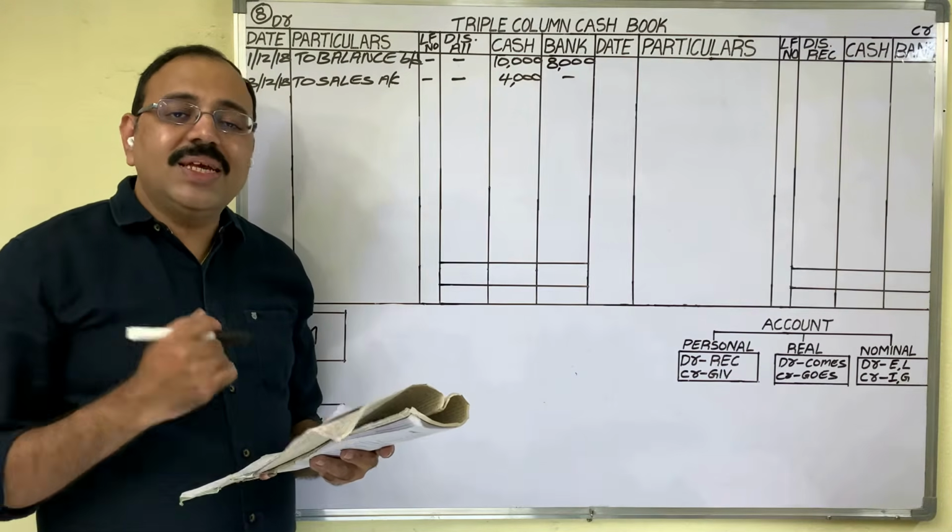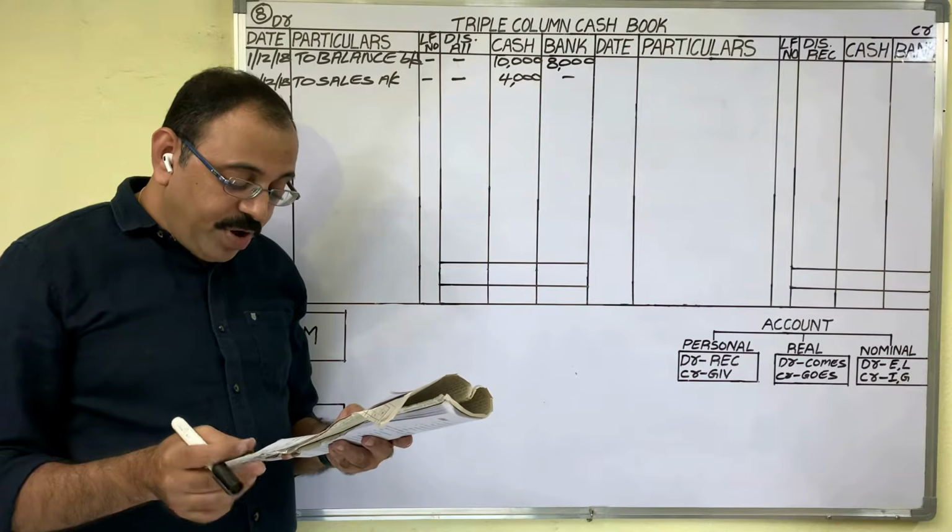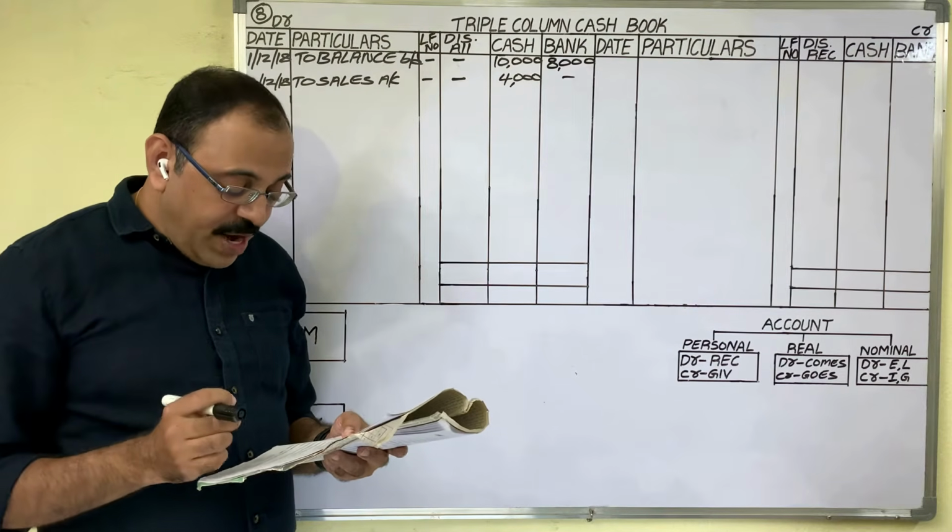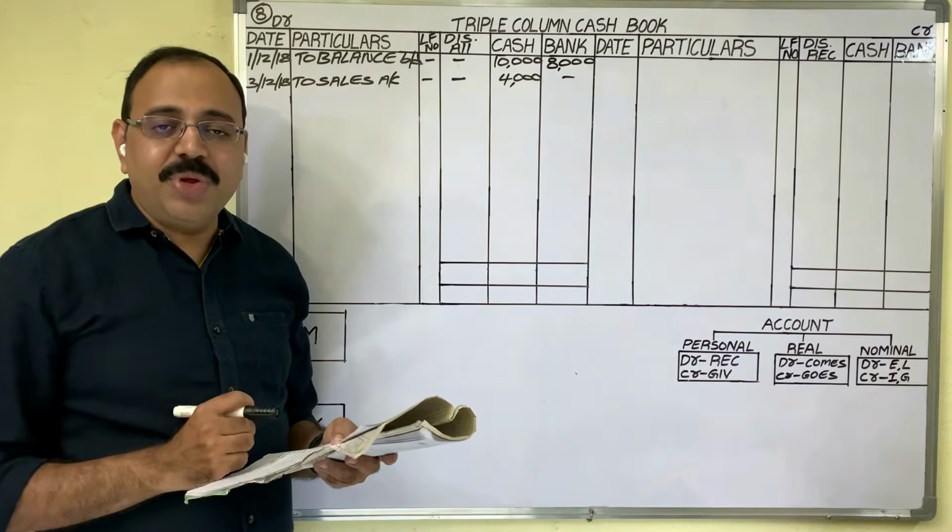The next transaction is on the 6th date. Cash received from Sunitha 6,800, discount allowed 200 rupees.